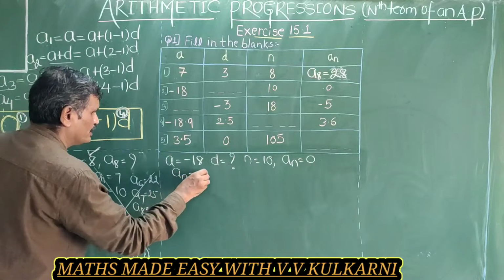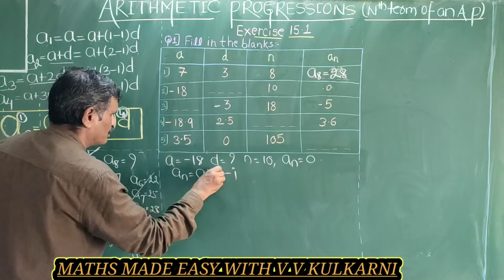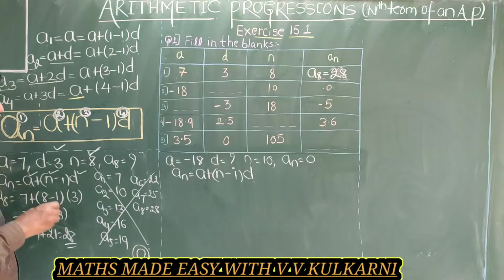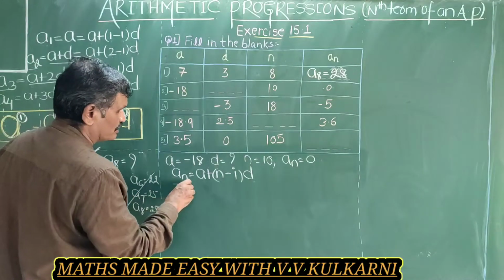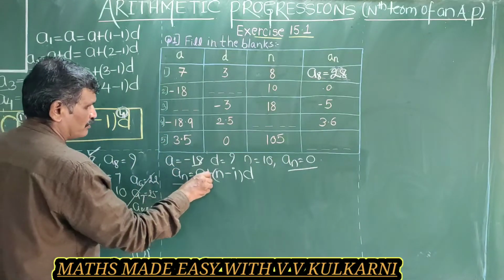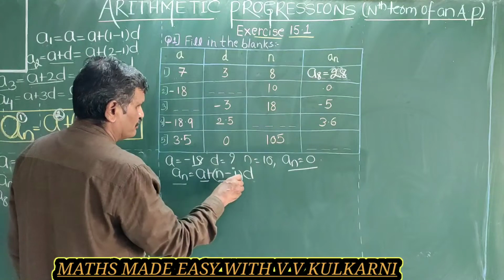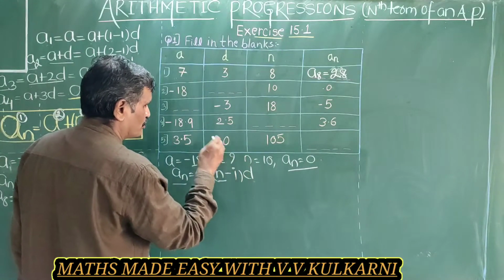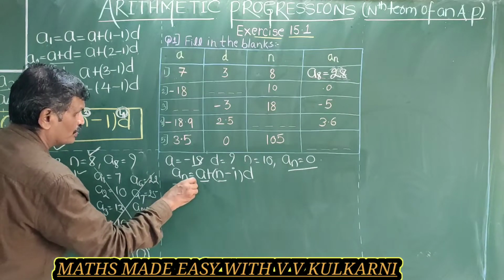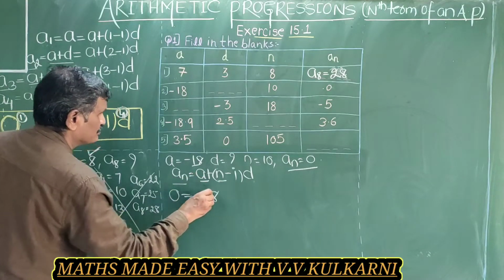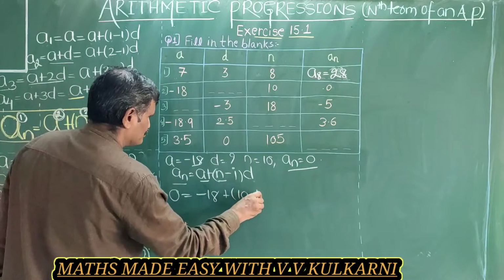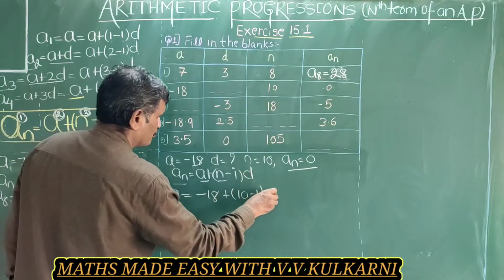How? Same formula, an is equal to a plus (n minus 1) into d. Let me check what is given to me. The nth term is given, fine. The first term is given, fine. N is given, fine. We need to find the common difference. So what is the nth term? 0. What is the first term? Minus 18. N is how much? 10. What is the common difference? We have to find out.